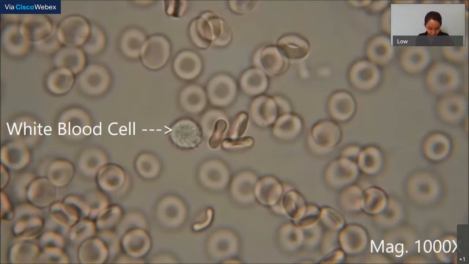Rebecca is asking how the lymphatic system is related to the blood circulatory system? This will be talked about in the next class. So remember to join my next class, okay?